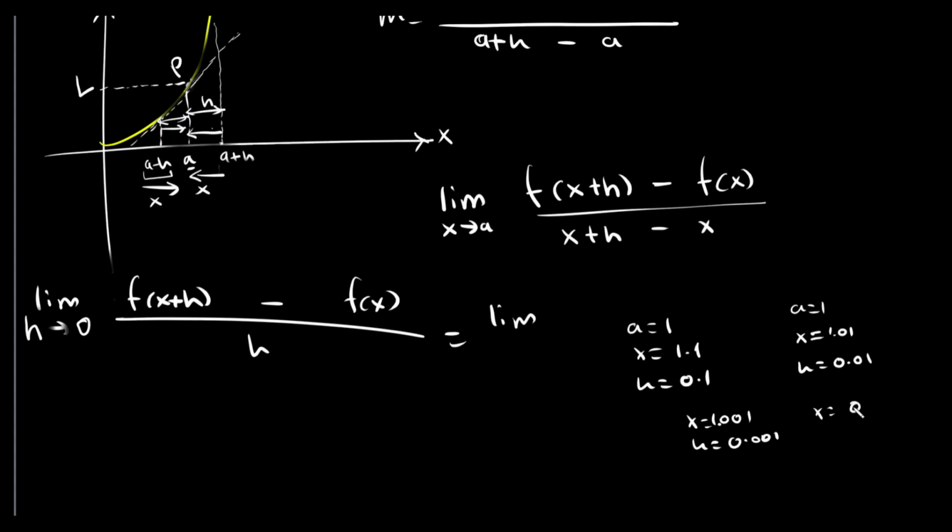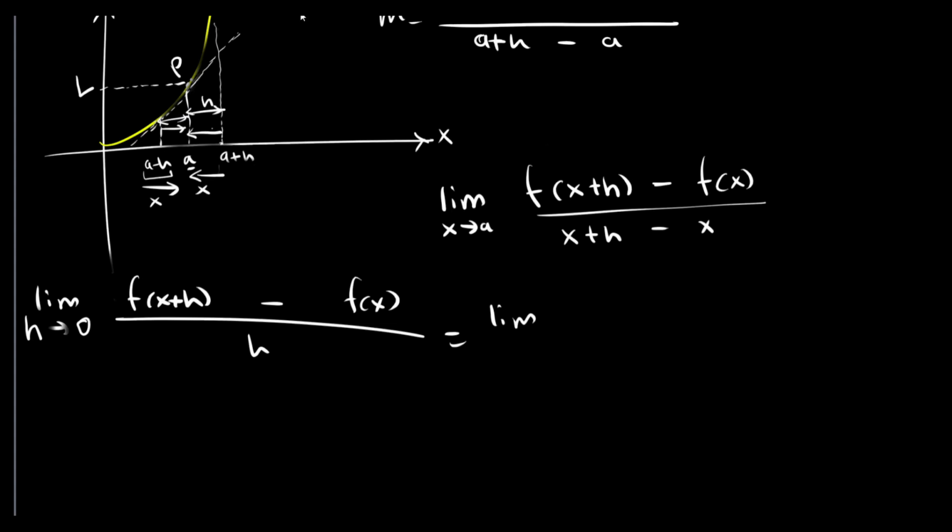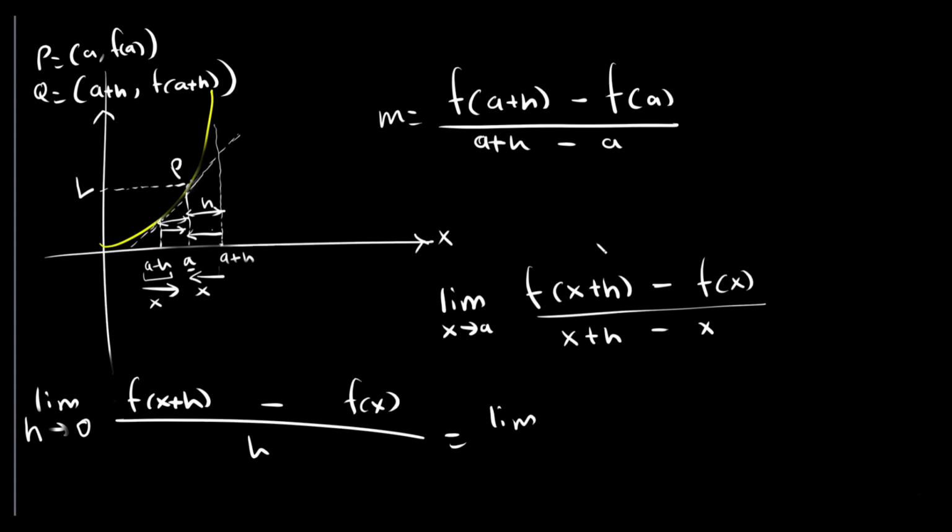Let's say x equal to 1.0000001. My h is equal to 0.0000001. Can you see where this is going? So I'm just going to write it here. As x approaches a, h approaches 0. And this is always the case.